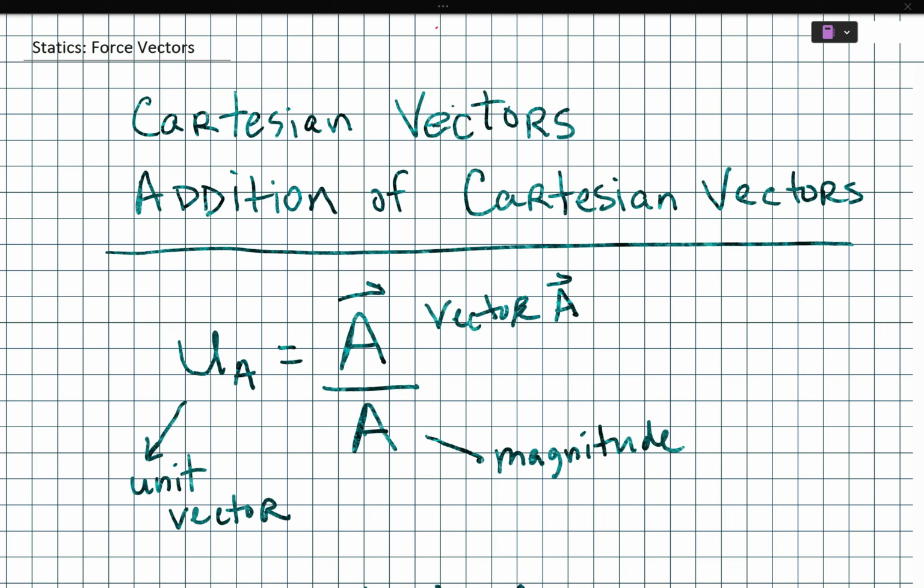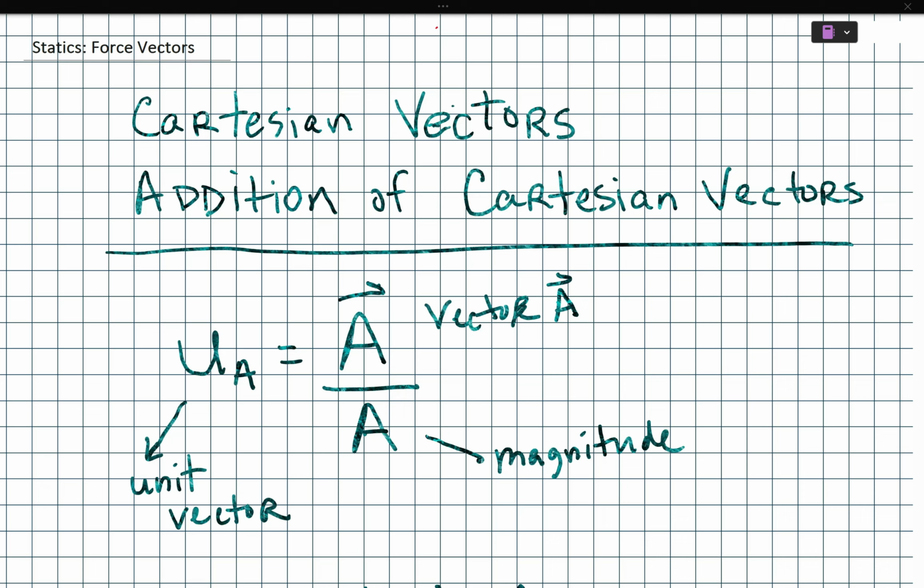So in this unit of force vectors, what I'm going to be discussing today is Cartesian vectors and the addition of Cartesian vectors. So for a vector A, and when I denote a vector, I'll put the arrow above it, with a magnitude of A, then the unit vector U sub A will be defined as such.